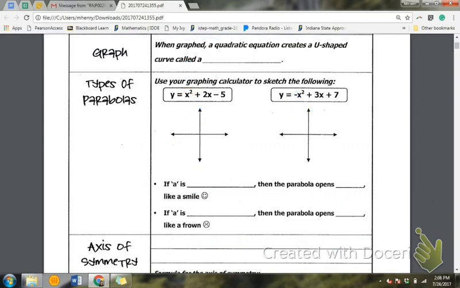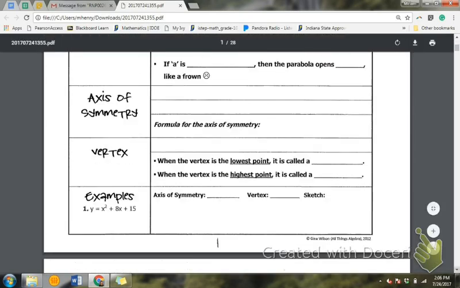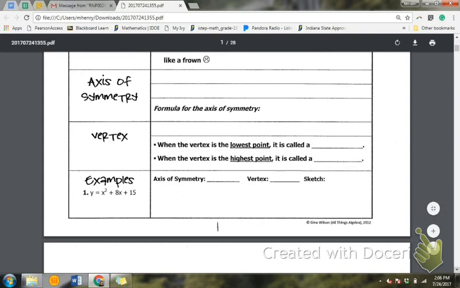And it says the formula for the axis of symmetry. The axis of symmetry is a line, and every line we have in math is always connected to a graph, right? So right here when it says the formula for the axis of symmetry, x equals negative b over 2a, where do you think a and b are coming from? Where do you find those numbers?